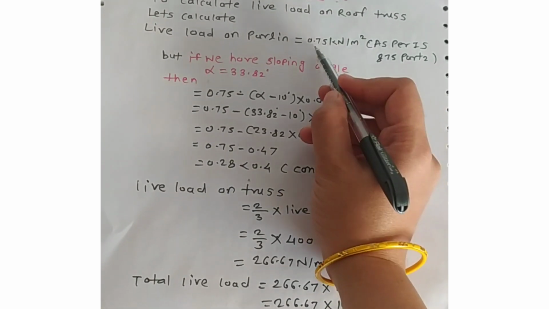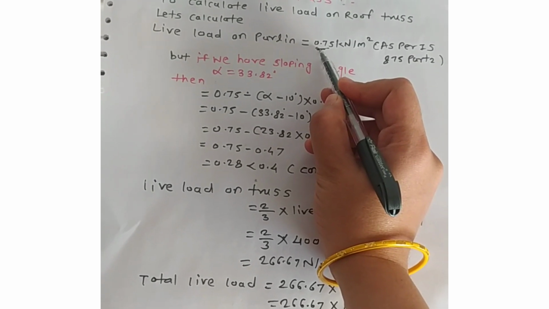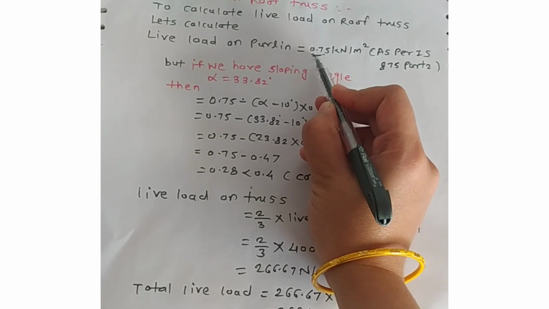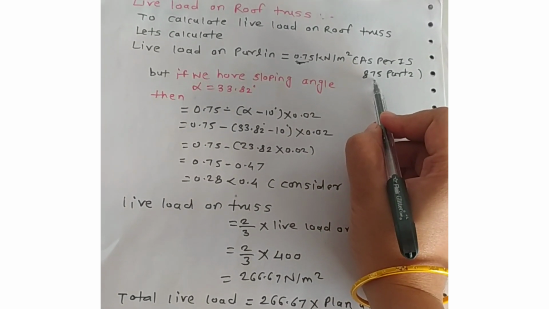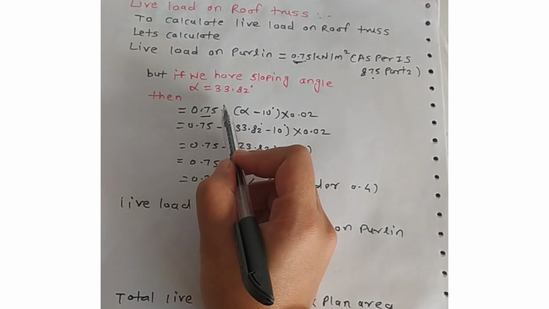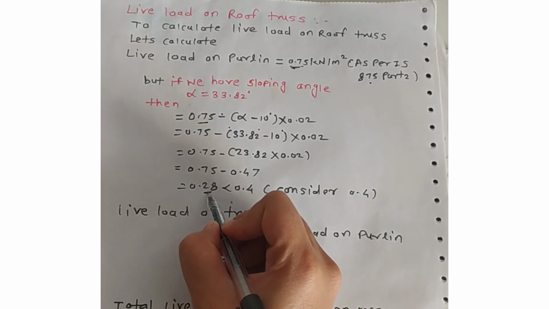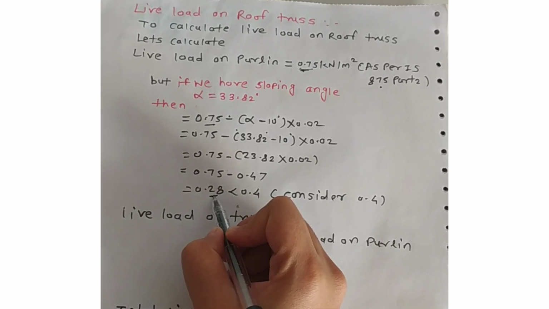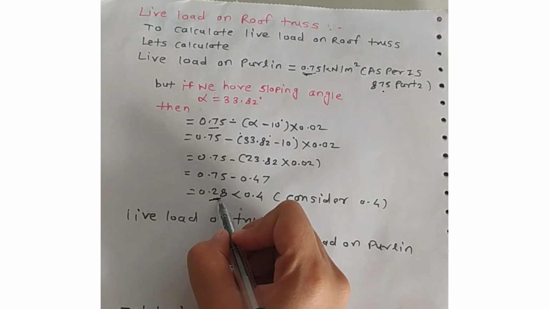Directly we can assume this value if the angle of truss is equal to 10 degree. But if it is greater than 10 degree, according to IS clause, we have to take this formula. And by putting the values in this formula, we will calculate the value of live load on purlin by using this formula.